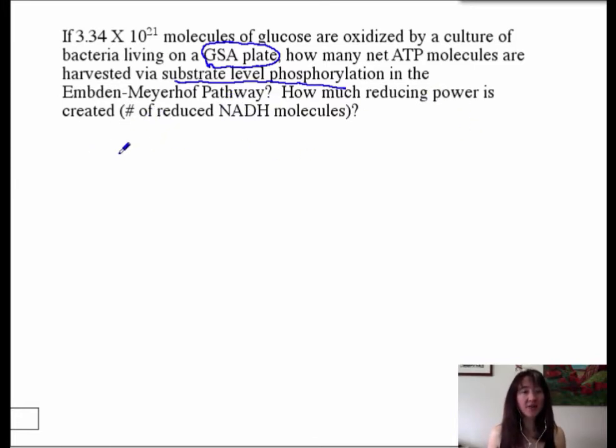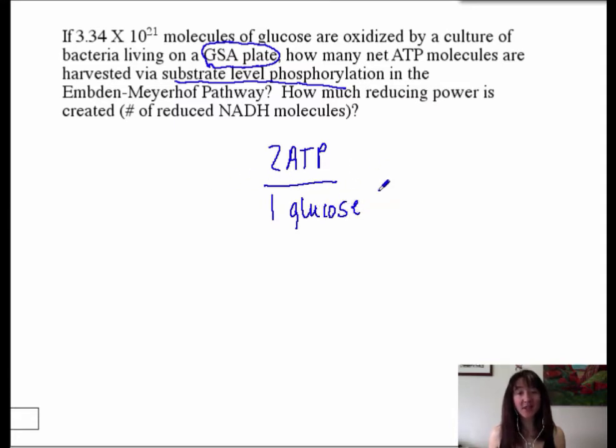So this is where we just have to remember our output. Remember that for every time the Embden-Meyerhof pathway runs, for every glucose it degrades, 2 ATPs are made. So we just need our trusty conversion factor, 2 ATP per every 1 glucose. And hey, you're setting it up right now to cancel some sweet units. So just multiply it by the number of molecules of glucose, 3.34 times 10 to the 21 molecules of glucose. And excellent, we get to cancel units.